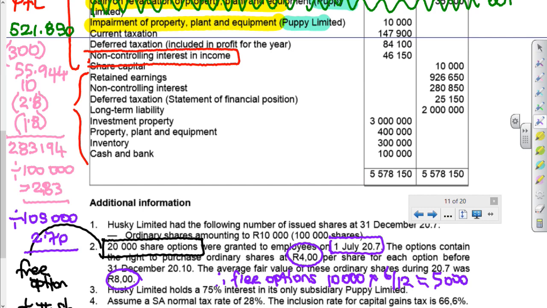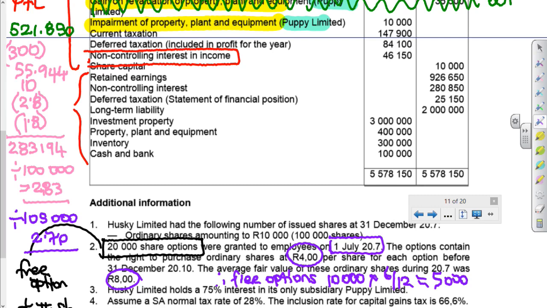The numbers they gave you were exactly half. So half of the stock options are free, half are for value, because it was a 4 and an 8. So the free options are 10,000. But the stock options were granted halfway through the year, so I'm only going to include them for half a year. So only 5,000. So divide by 105, 270 is diluted HEPS.